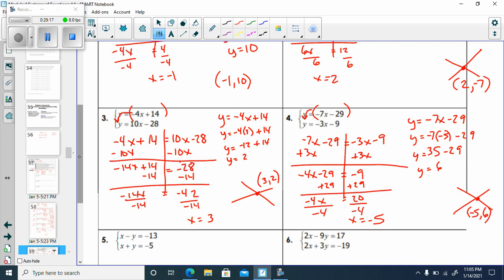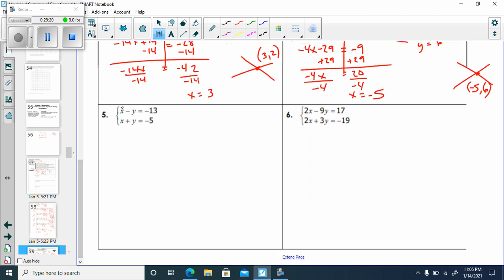Okay? Let's look down here at number 5. Does this say x is equal to or y is equal to? It does not. So we're going to have to use elimination here. We can't substitute. All right, if we're using elimination, then we need to make sure everything's lined up. Our x's are over each other, our y's are over each other, our numbers are over each other. Okay, if I add these, will I be able to get rid of any of the variables? 1x plus 1x is 2x. Negative 1y plus positive 1y will get rid of the y. So we're going to do that.